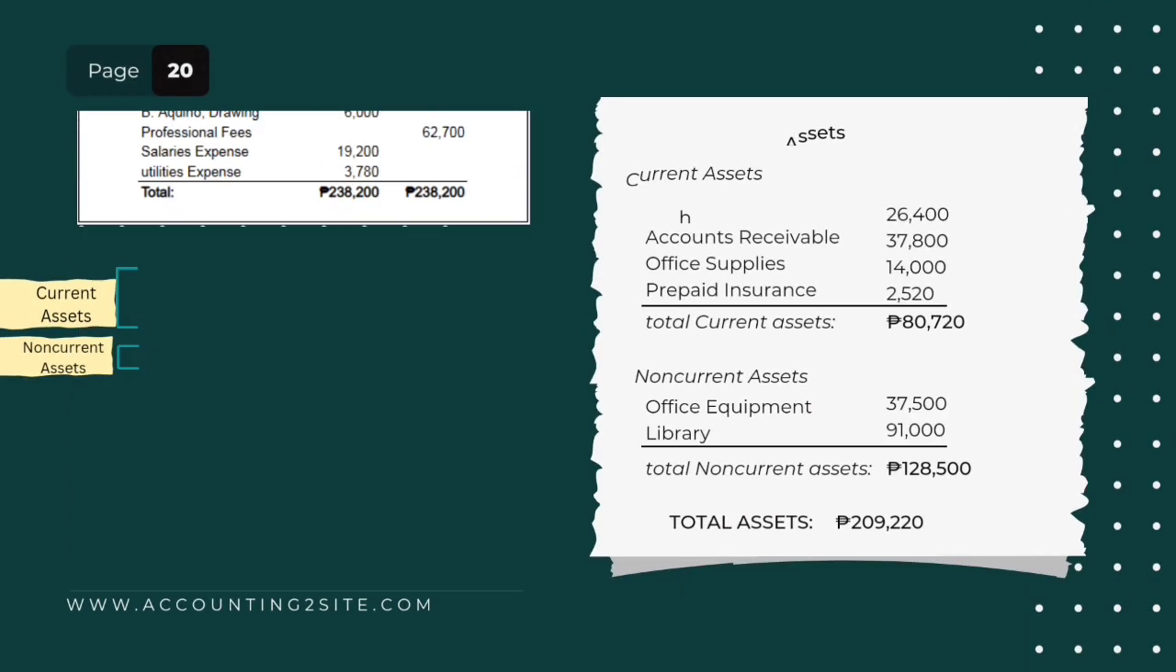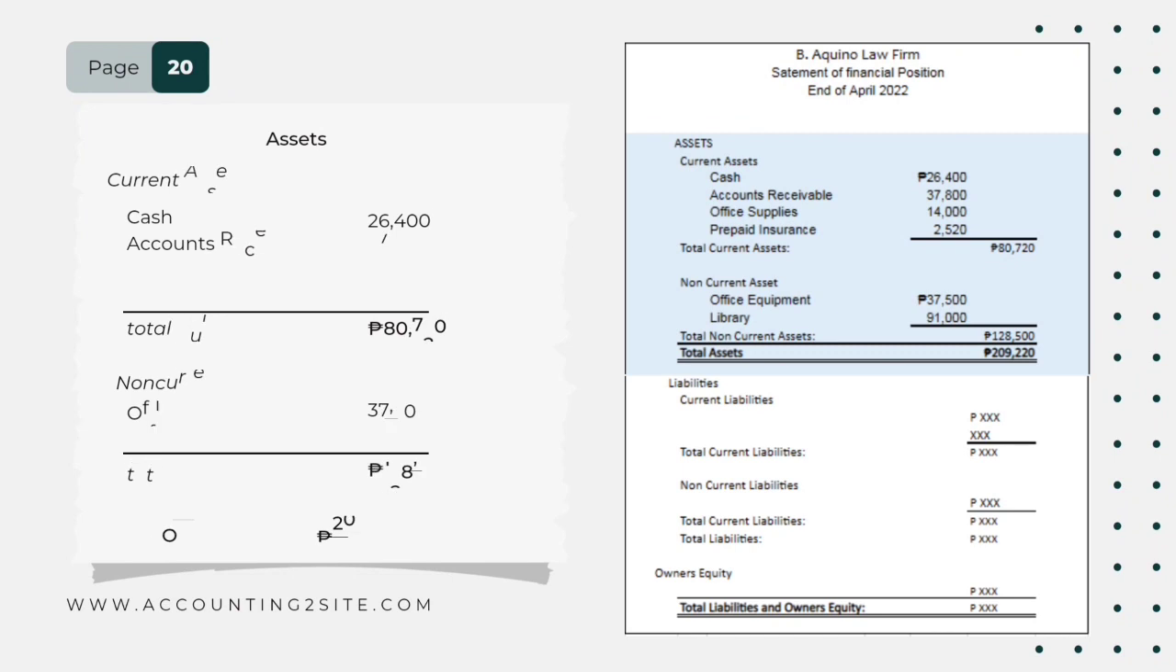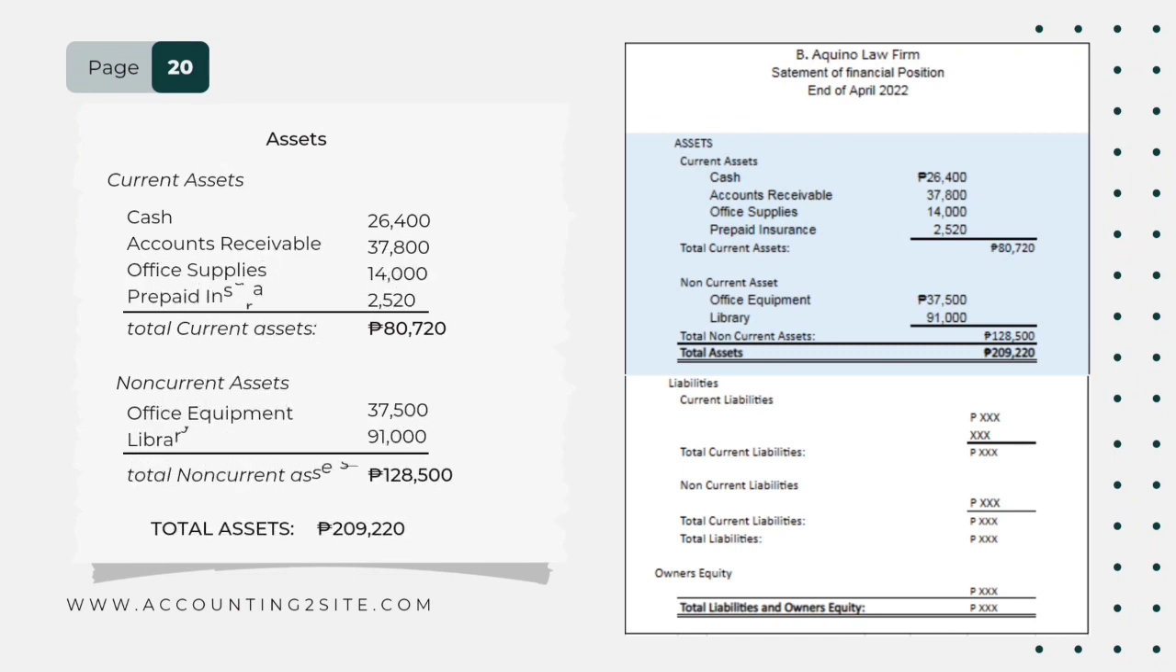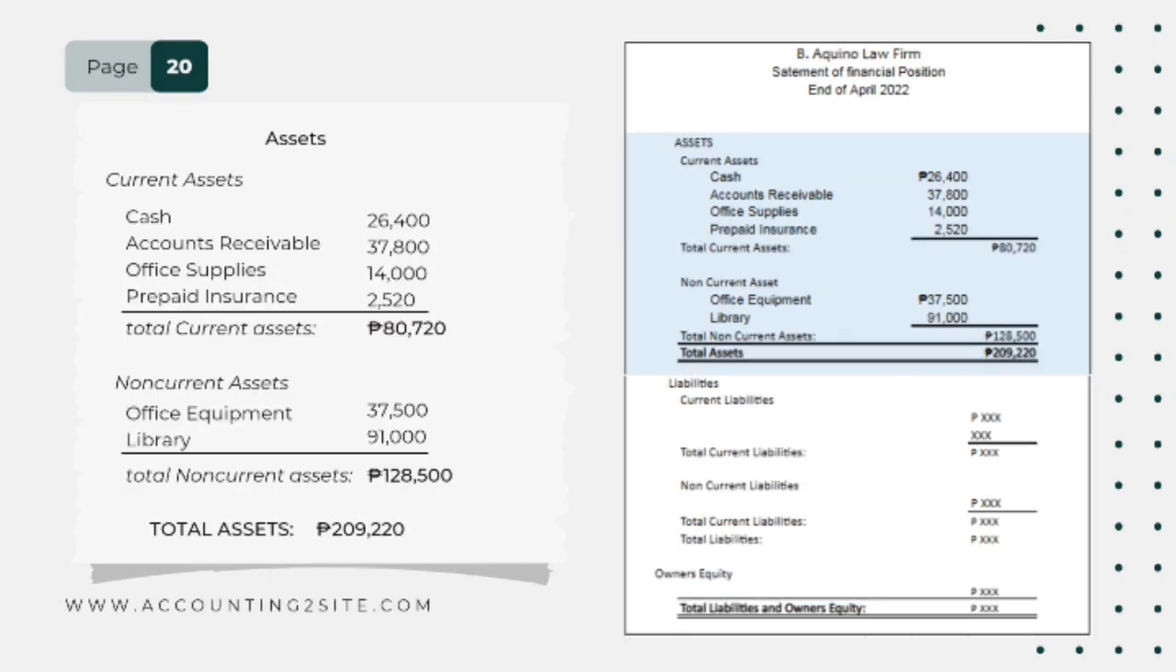As you can see, nailagay na natin sa Statement of Financial Position ng B. Aquino Law Firm ang kanilang assets, which is the current assets and non-current assets. And their total assets is 209,220 pesos. Ang next naman natin gagawin ay kukunin natin ang current liabilities and non-current liabilities based sa unadjusted trial balance ng B. Aquino.